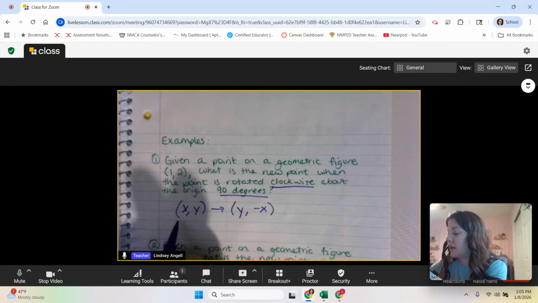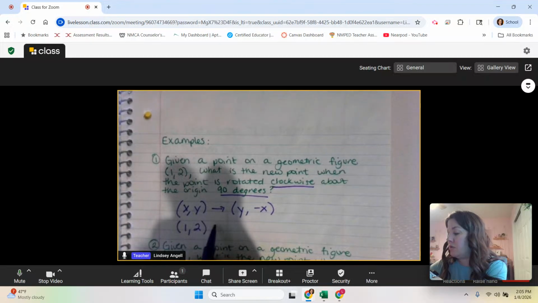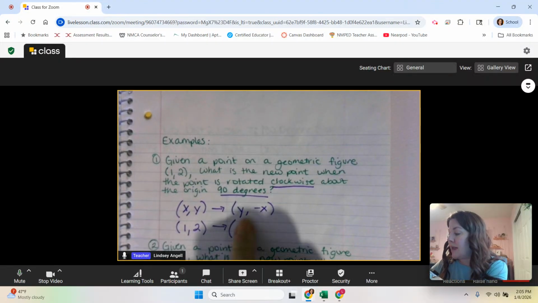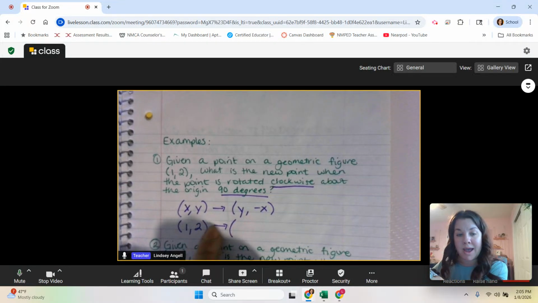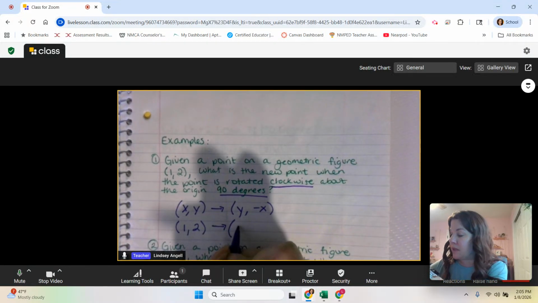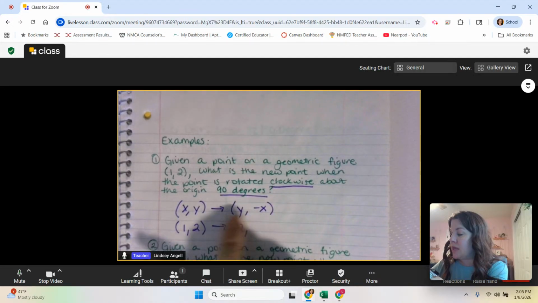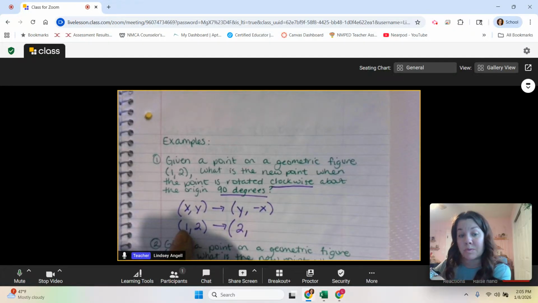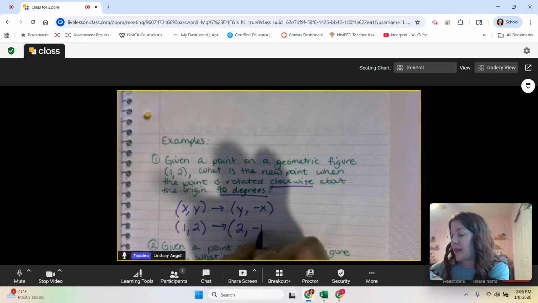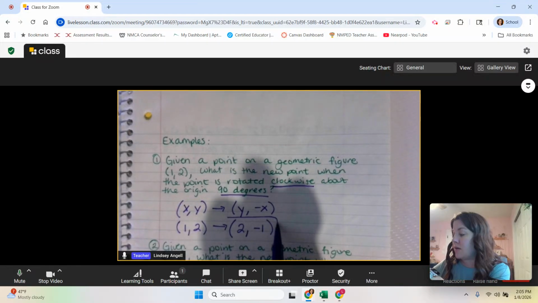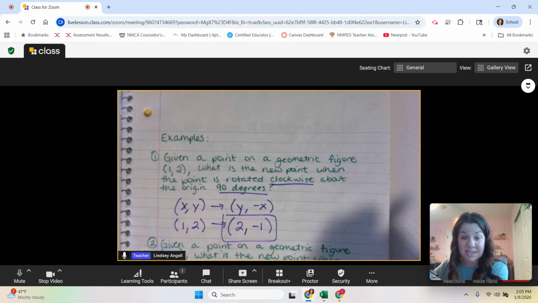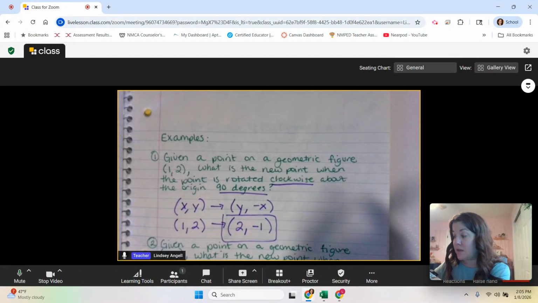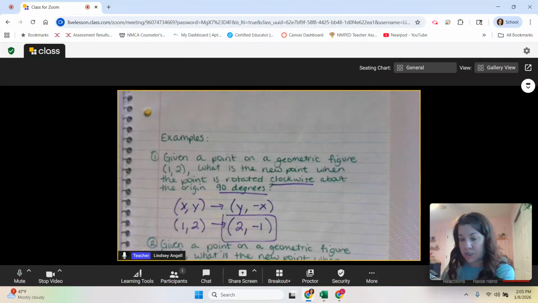So let's translate that with the point that we were given. We were given point 1, 2. Well, now my original y value is going to be placed as my x value. And then my y value is now going to be my negative x, or the opposite of x. Well, x was 1, so the opposite of that is negative 1. So this right here, that's your final answer. Once you know your rule, it should follow pretty easily.